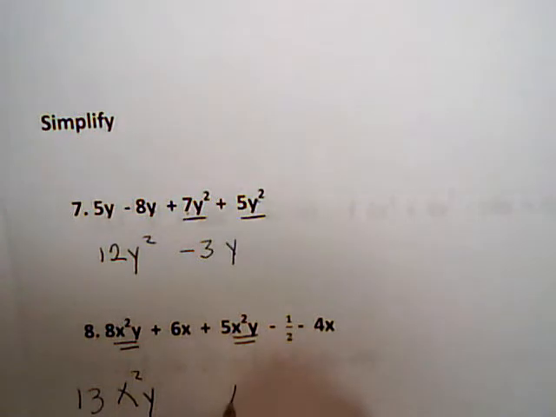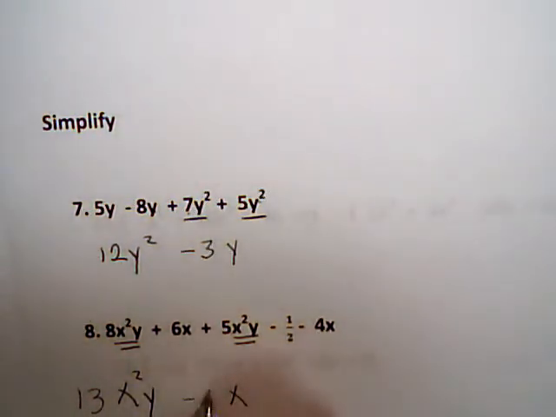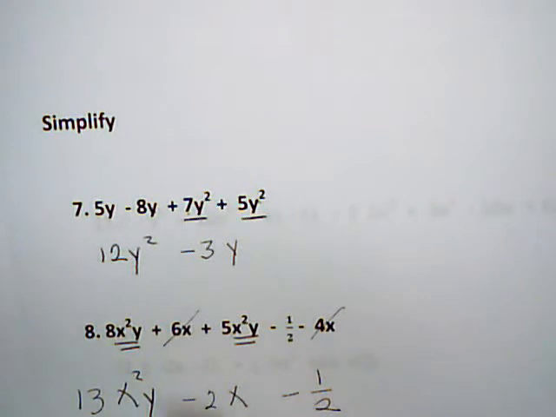Now I'm going to be looking at x terms. 6 minus 4 is going to be a negative 2x, so we've done those. And finally, we have a constant sitting on the end. So my final answer is 13x squared y plus 2x minus 1/2. Notice the x's are in descending order. x squared, x to the first, no x.